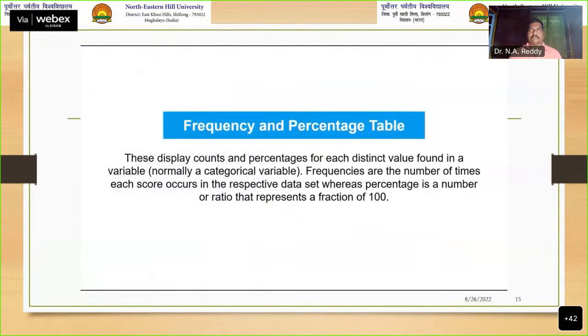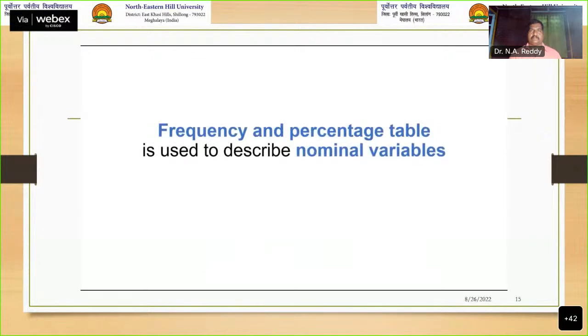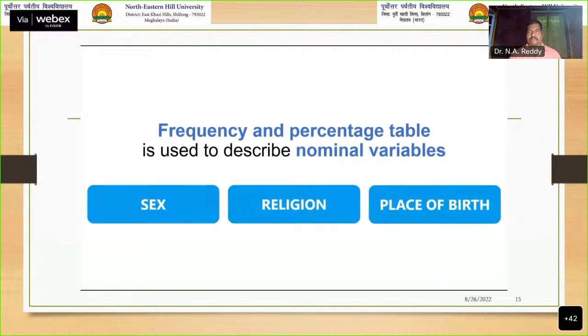Let's start with frequency and percentage tables. This displays counts and percentages for each distinct value found in a variable, normally a categorical variable. Frequencies are the number of times each score occurs in the respective dataset, whereas percentage is a number or ratio that represents a fraction of 100. Frequency and percentage table is normally used to describe nominal variables such as sex, religion, place of birth, etc.